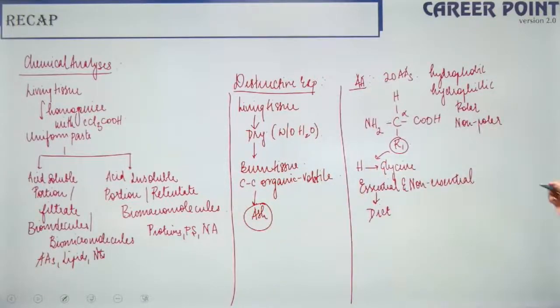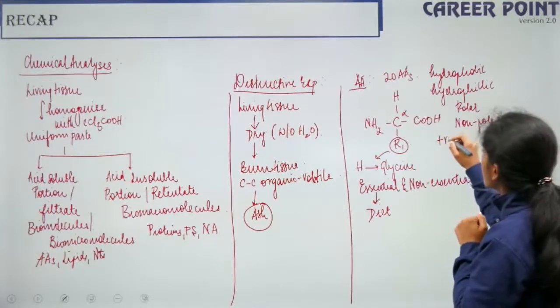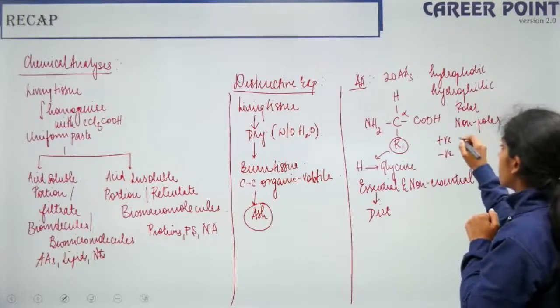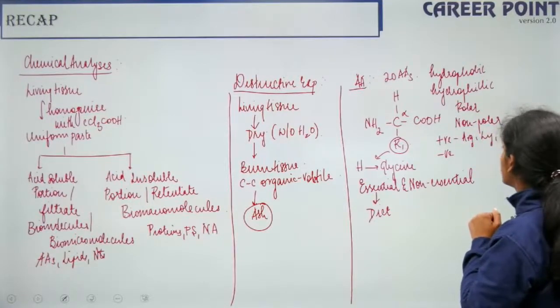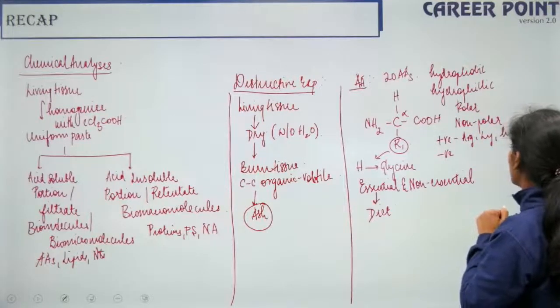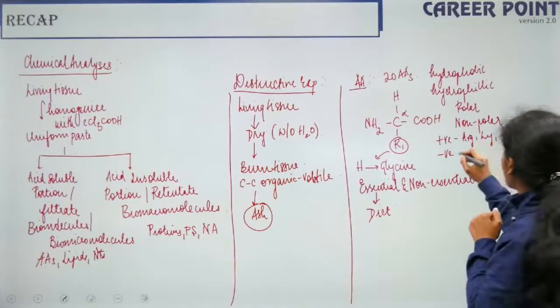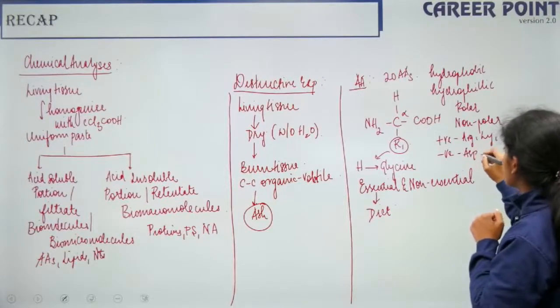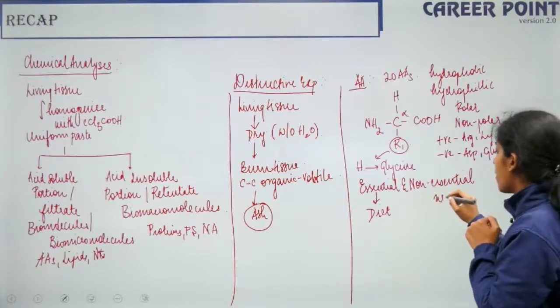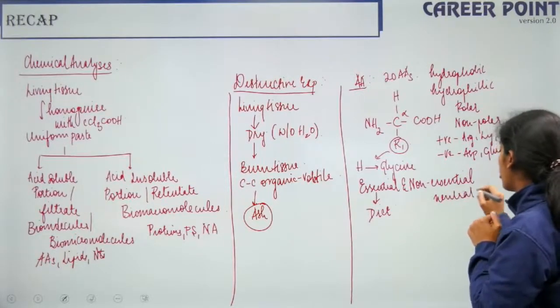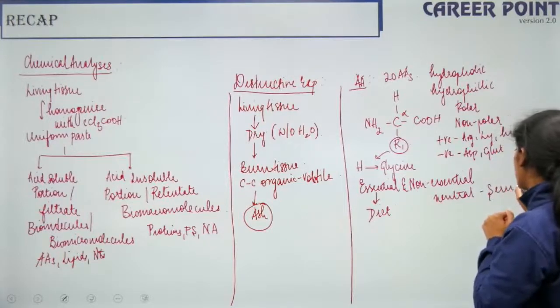So I told you, you have to remember at least one positive amino acid, at least one negative amino acid. So positive amino acids, I hope you remember: arginine, lysine and histidine. Negative amino acids can be your aspartic acid and glutamic acid. So these are all your negative. And we also spoke about your neutral amino acids. So I told you to remember serine, right?